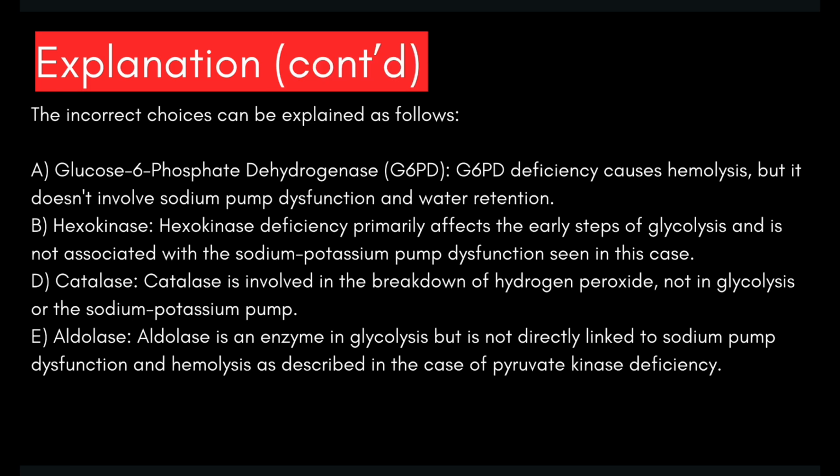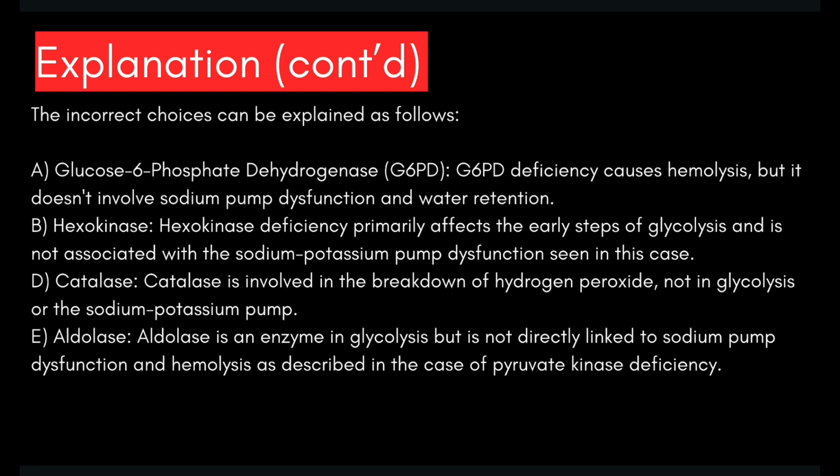Let's go through and break down why the other answer choices are incorrect. A, G6PD deficiency causes hemolysis, but does not involve sodium pump dysfunction and water retention. B, hexokinase deficiency primarily affects the early steps of glycolysis and is not associated with the sodium-potassium pump dysfunction seen in this case. D, catalase.